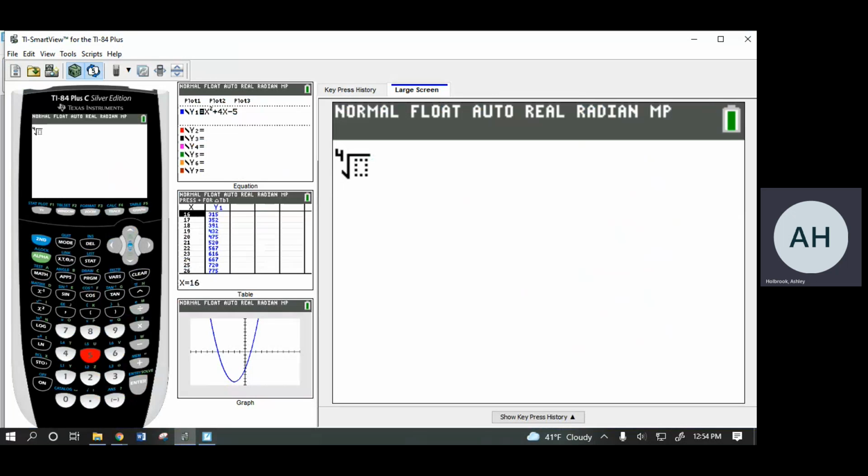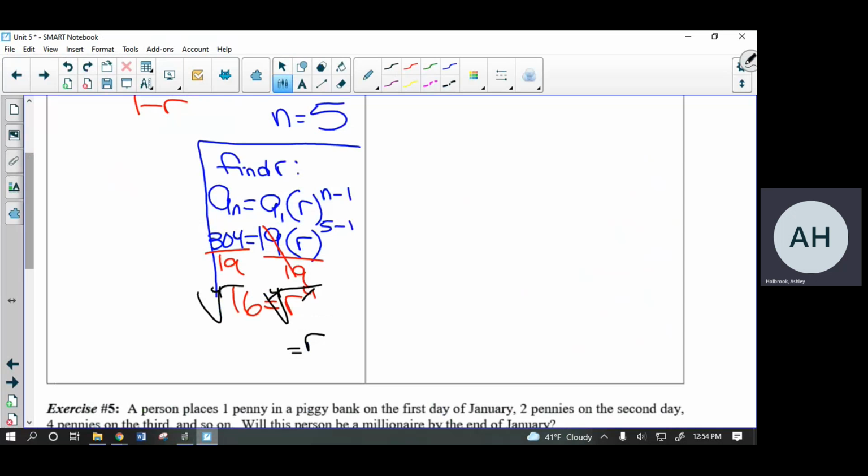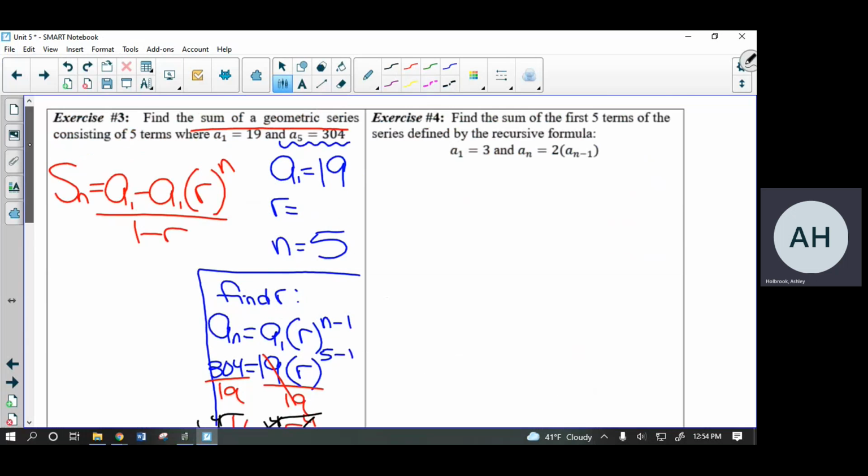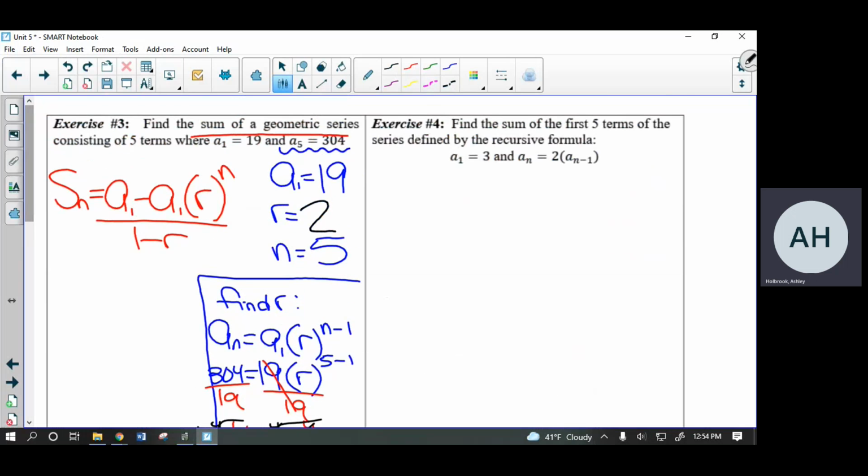Some of your calculators will look like this. Some of them will just have the 4 out in front. It doesn't matter. Either way, it's plugging that 4 in there, and then I have to type in 16. So the 4th root of 16 is 2. Isn't that a nice number? So R is 2. What does that answer mean? It's what you multiply by each time to get to the next term. So R is 2. I now have all of the information I need. Take a second to plug it into that formula. I'm going to throw the answer up here.